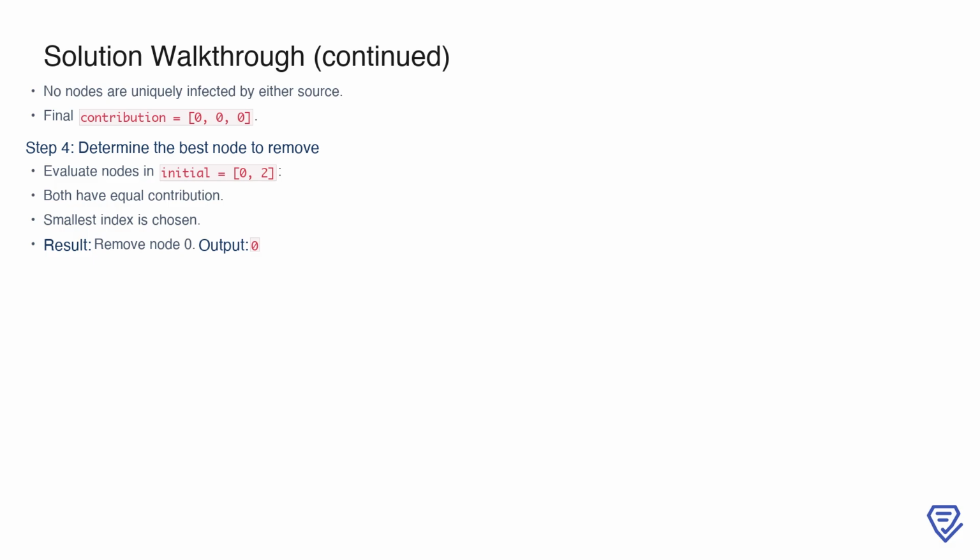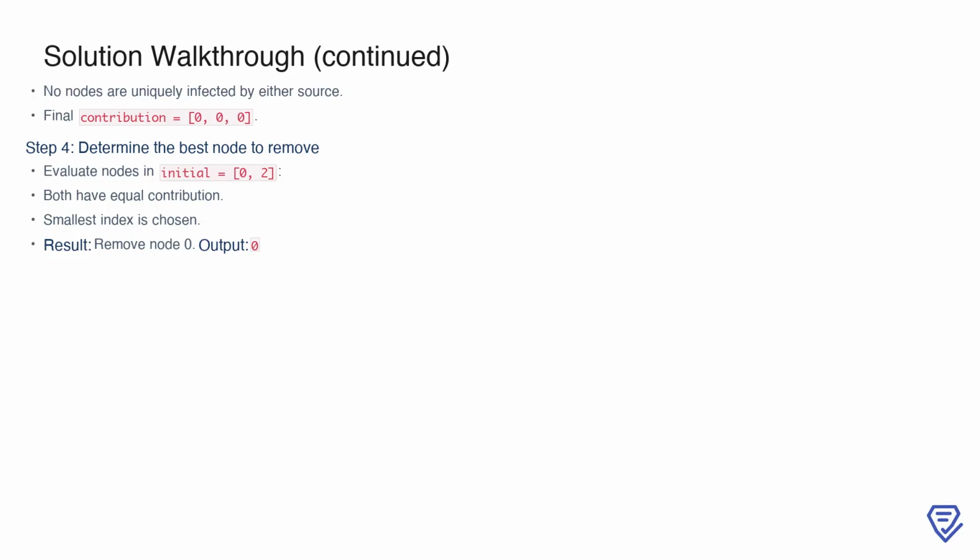For node 0, we visit node 1 and mark it as infected by node 0, resulting in infected_by equals {1: [0]}. For node 2, we visit node 1 again. Since node 1 is already infected by node 0, it is now marked as being infected by both nodes 0 and 2, updating infected_by equals {1: [0, 2]}. This means no node is uniquely infected by either source. As a result, the contribution array is 0, 0, 0, indicating no unique contributions.